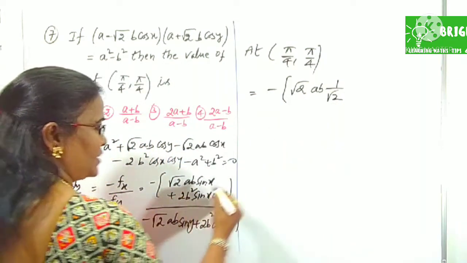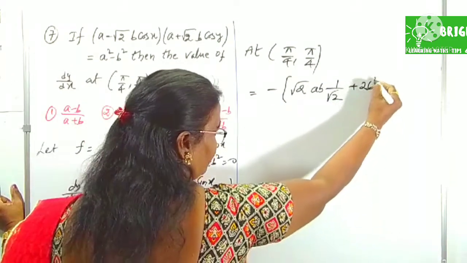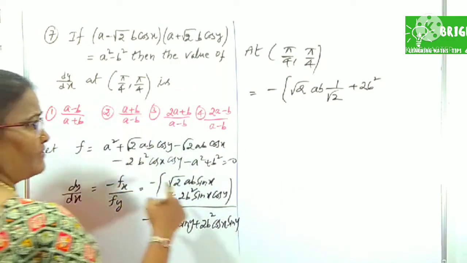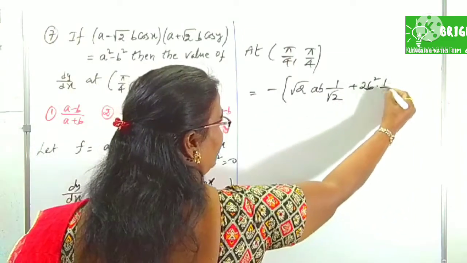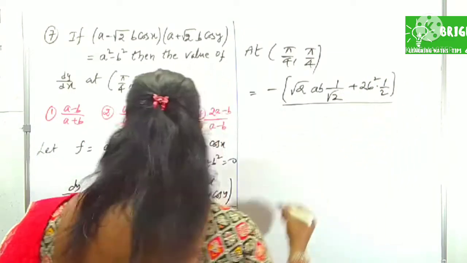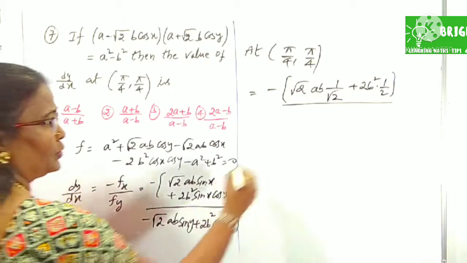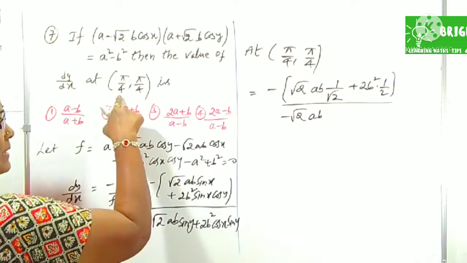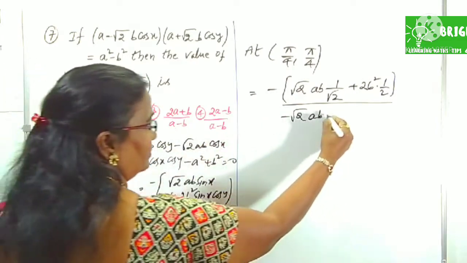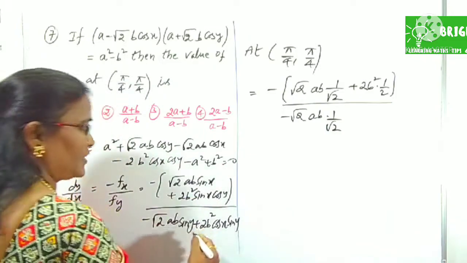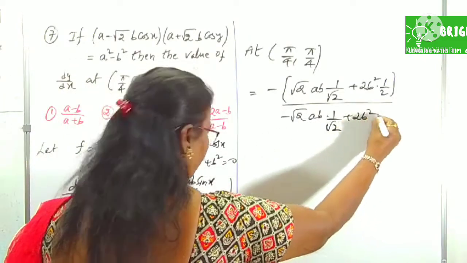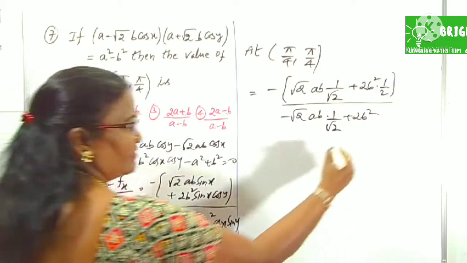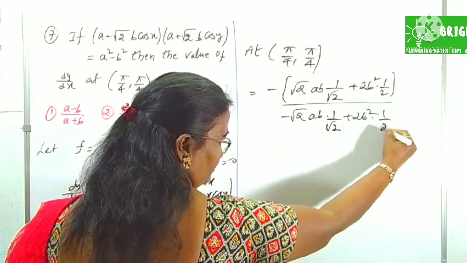Right, plus 2b square sin x, sin pi by 4 is 1 by root 2, cos y, cos pi by 4 is also 1 by root 2. 1 by root 2 into 1 by root 2 is 1 by 2. This is the numerator. By the denominator: minus root 2ab sin y, sin pi by 4 is 1 by root 2, right, plus 2b square cos x sin y, cos pi by 4 is 1 by root 2, sin pi by 4 is also 1 by root 2, 1 by root 2 into 1 by root 2, 1 by 2.